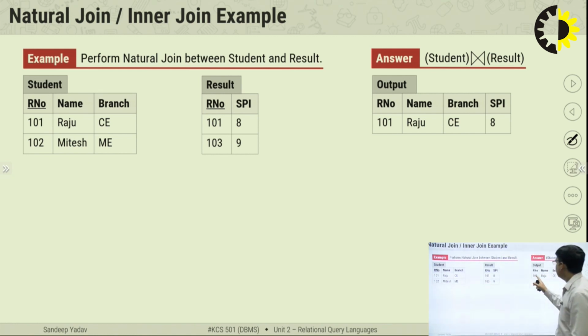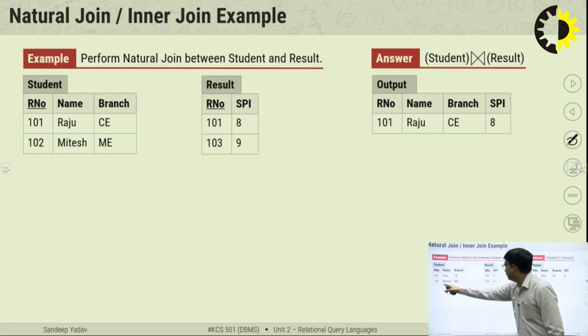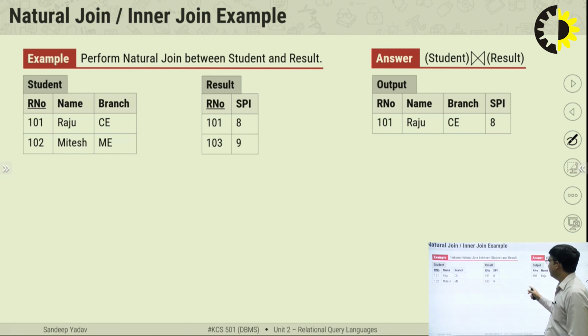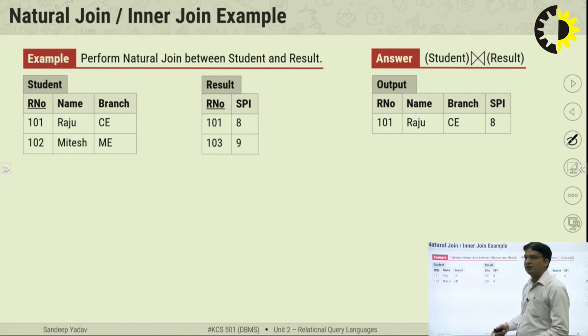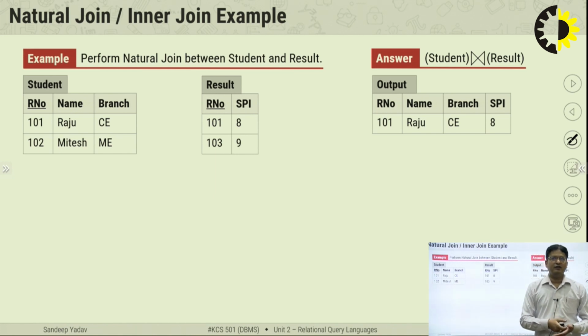So the answer will consist of only 101, followed by the name of the student, Raju, followed by the branch name, followed by SPI. We cannot have 102 and 103 here, because 103 is not present here and 102 is not present here. So the only values we take in the common attribute are the values that match on both sides.